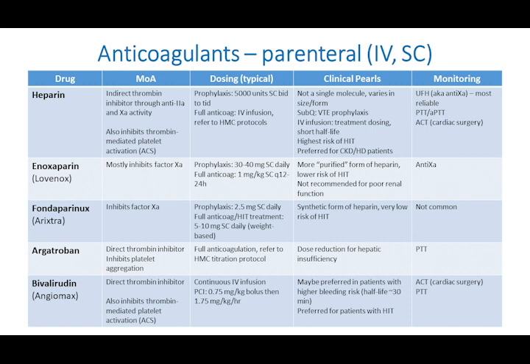Finally, bivalirudin or Angiomax. We almost see this exclusively in the cath lab due to its platelet activation inhibition. It is also a direct thrombin inhibitor, and so this is where we see the double anticoagulant and antiplatelet kind of activities for heparin, argatroban, and bivalirudin. It is a continuous IV infusion with a small bolus and then a flat rate.